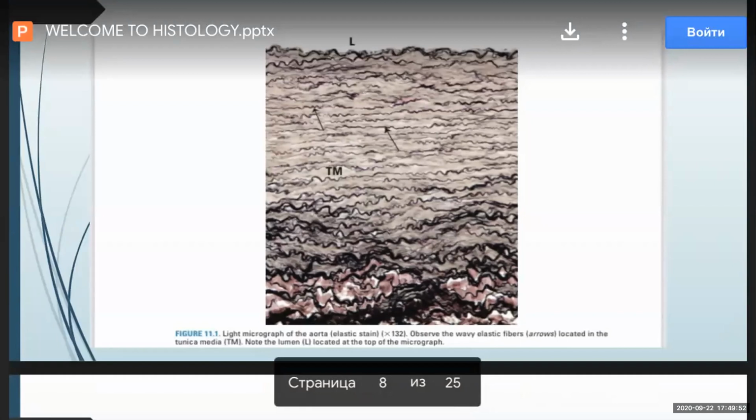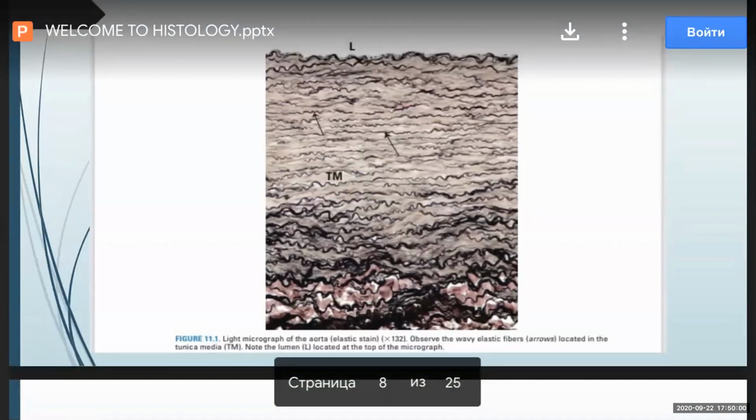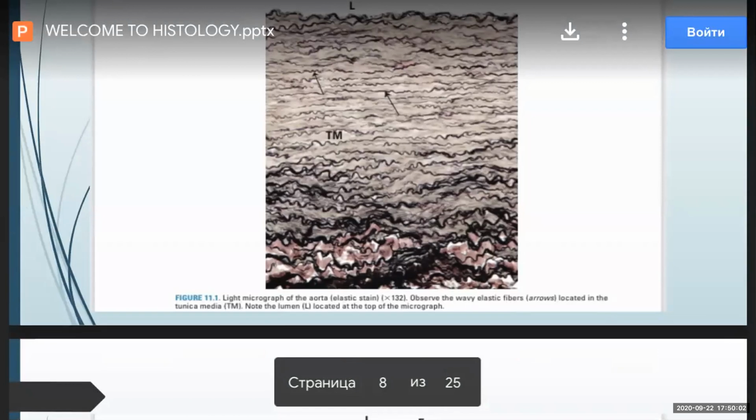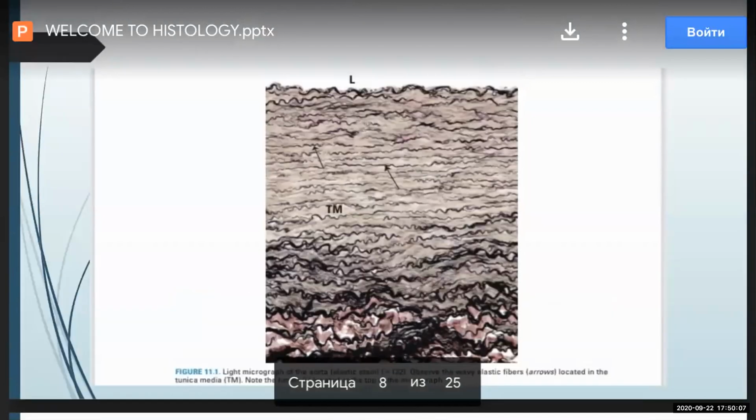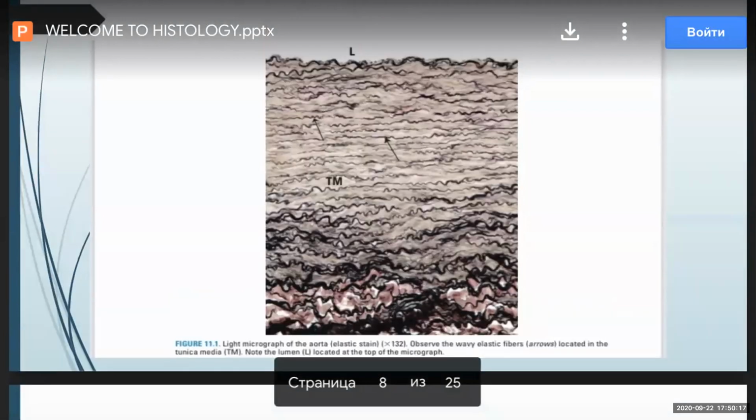So guys, if you look at this picture, we will see something. This is a light microscope image. This is aorta, and we know that aorta is an elastic artery. Here we can see TM, the tunica media, and this is the lumen.